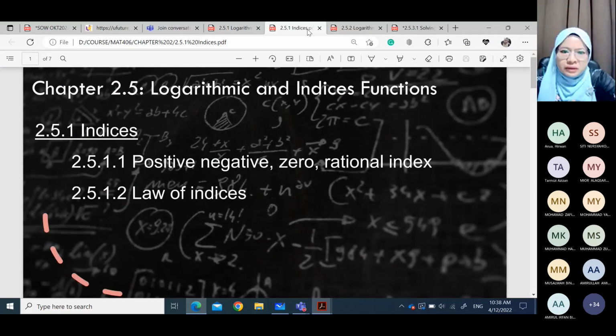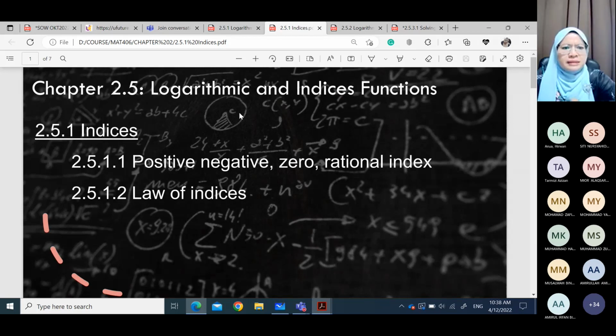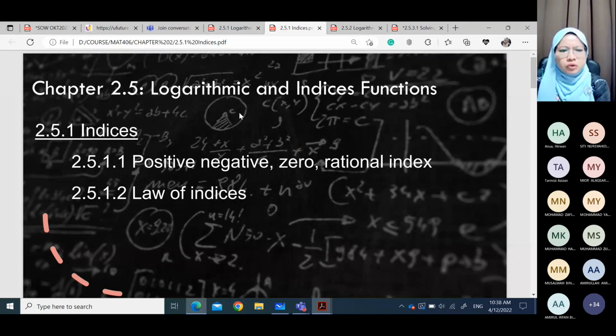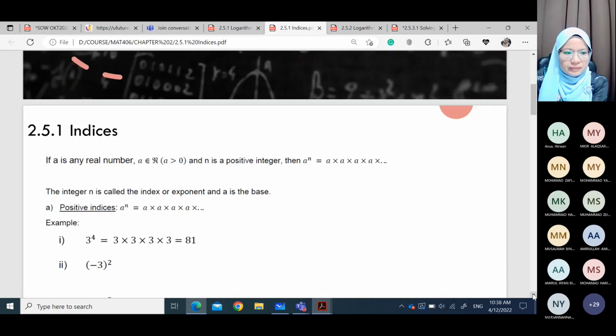Okay, so untuk topik kita hari ini kita start dengan index. Okay, so this is about chapter 2.5. So in chapter 2.5, we will discuss about logarithmic and indices function. Alright, so in index, dalam index kita ada positive index, negative, zero, and in this topic, we also discuss about the law of indices. Okay. Alright, so kita tengok what is index.